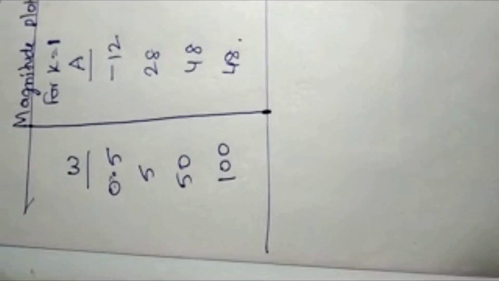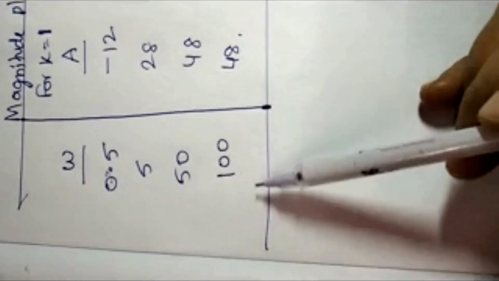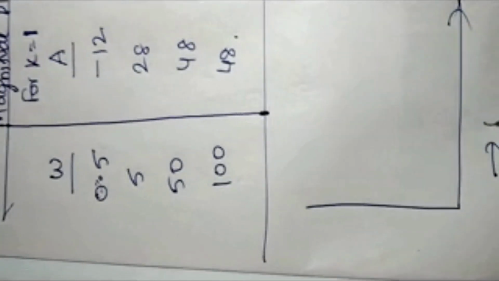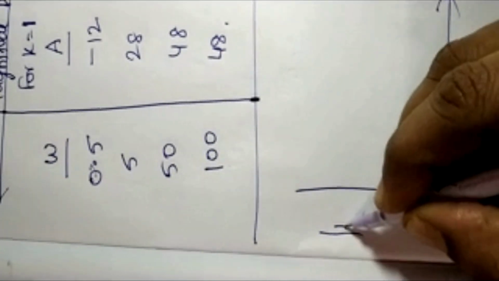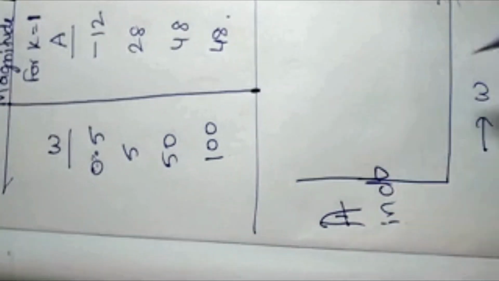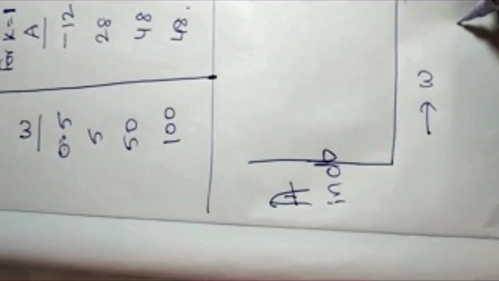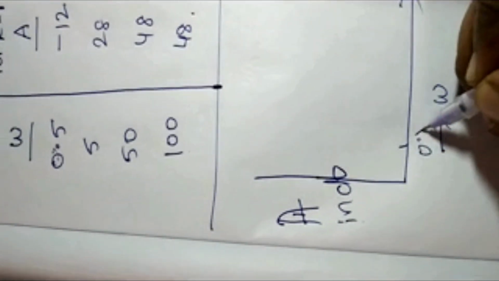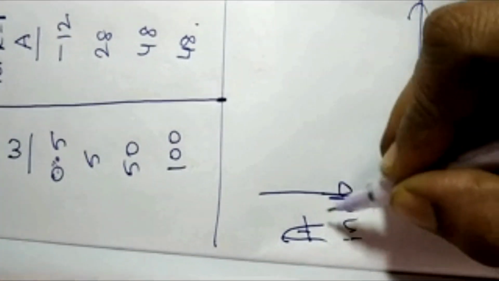Now we have calculated all the magnitudes for different frequencies. Now in a semi-log graph sheet, on the y-axis magnitude is taken, the value of A in decibels, and on the x-axis omega is taken. Now for 0.5 the magnitude is minus 12.